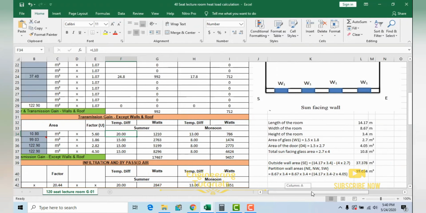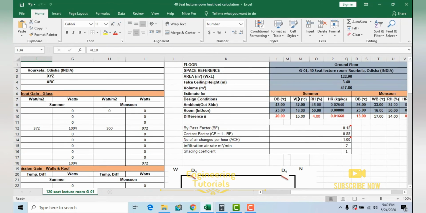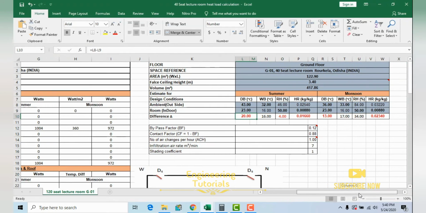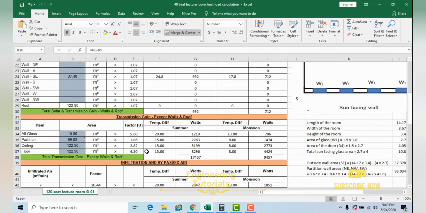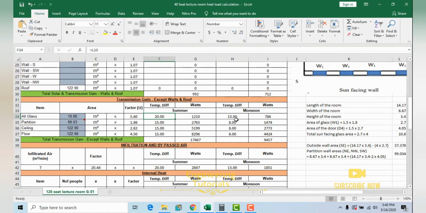Delta T for summer we already calculated here. Summer design dry bulb temperature difference, outside minus inside, is 20, and for monsoon it is 13. So 20 for summer and 13 for monsoon. Same value we have used here. So how do you get the load? You need to multiply this U, A and delta T. Same for monsoon, U, A and delta T for monsoon.